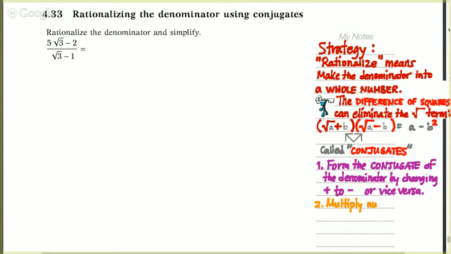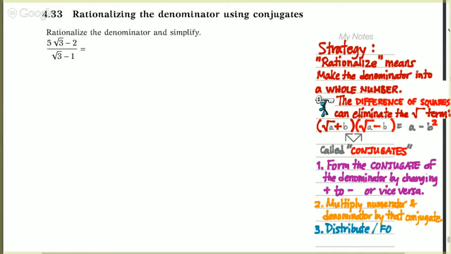And then, if I want to turn the denominator into a whole number, I just need to multiply that denominator by its conjugate. But I can't multiply the denominator of a fraction by something without also multiplying its numerator by that same thing. So I'm going to multiply both the numerator and the denominator of this expression by the conjugate that we formed in step 1.